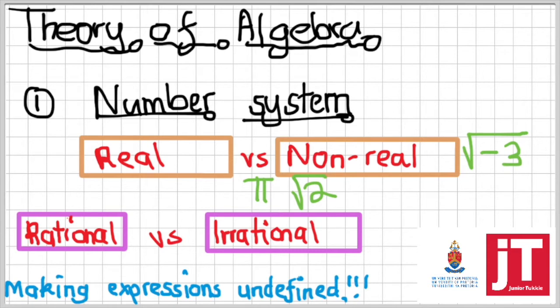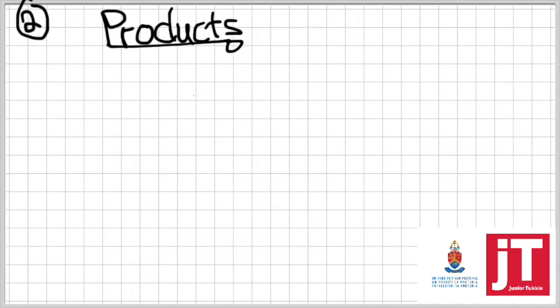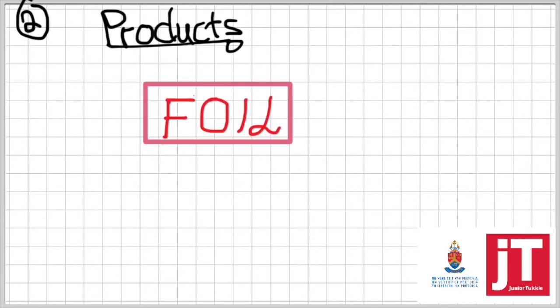What other concept do we look at? We deal with products. But what are products? Products, by definition, mathematically, it involves multiplication. There is a lot of multiplication. But what is the main key under products is the concept of foiling. What do we use foiling for?